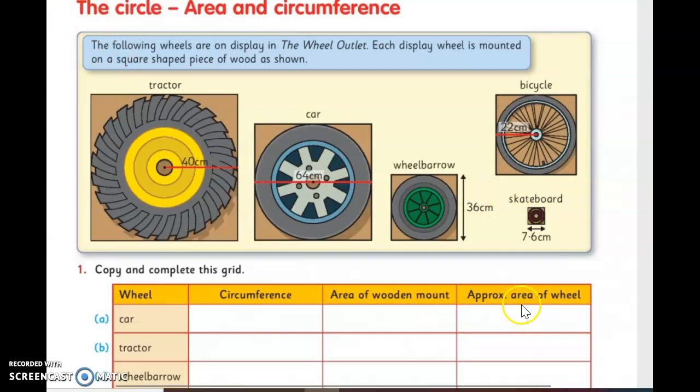Area, you want to find the approximate area of the wheel, which would be 3/4 of this answer. So you take your answer here, divide by 4, multiply by 3 to find the approximate area.